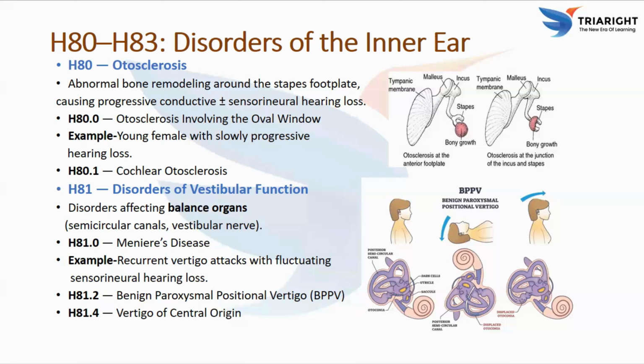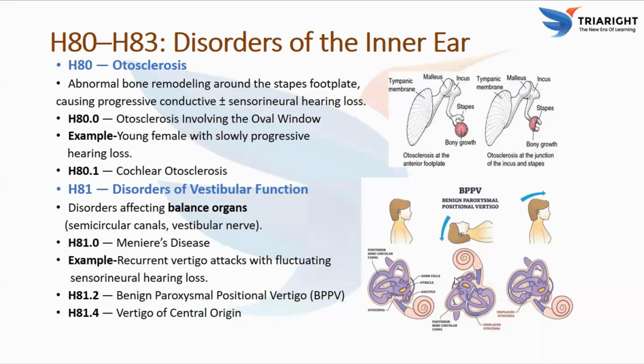So what is the example? You can see the repeated vertigo attacks. So whenever Meniere's disease is diagnosed, you have to assign the code H81.0. So next is H81.2. It is benign paroxysmal positional vertigo, which is also called BPPV in short form.